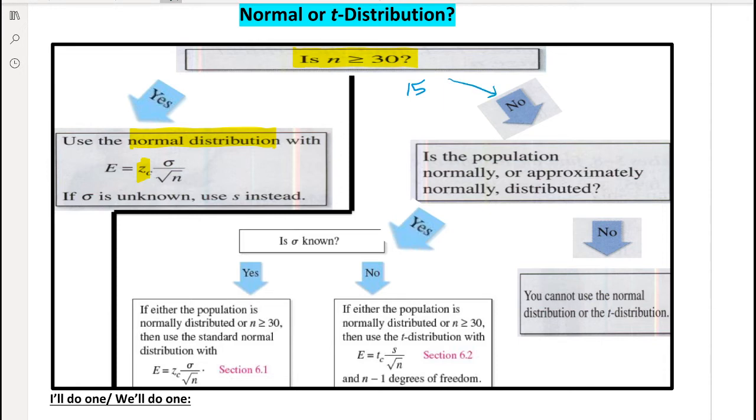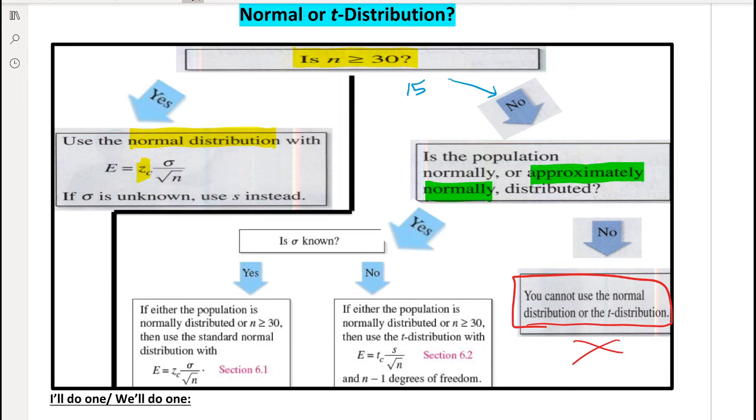The next question you need to ask yourself is, in this example, is the population normally, and this is the key word here, approximately normally distributed? It doesn't have to be perfect, it just has to be approximately normal. And if it is not, if that's a no, then you just can't do the problem. We can't use the normal distribution or the T distribution. If it's a no, we just say, this problem's done, can't work it, okay?